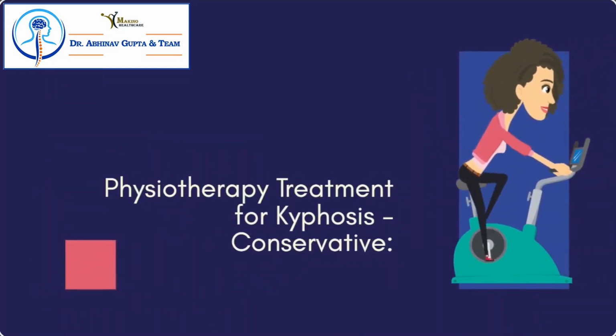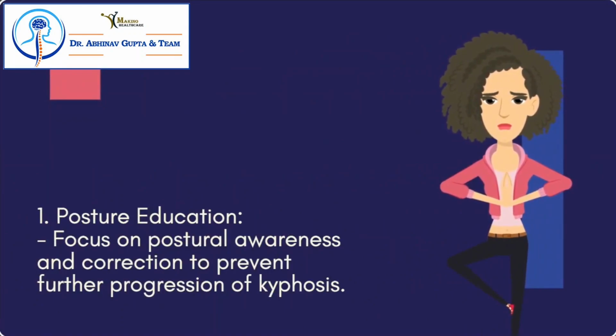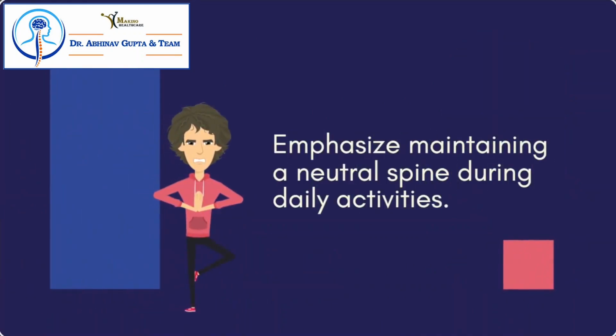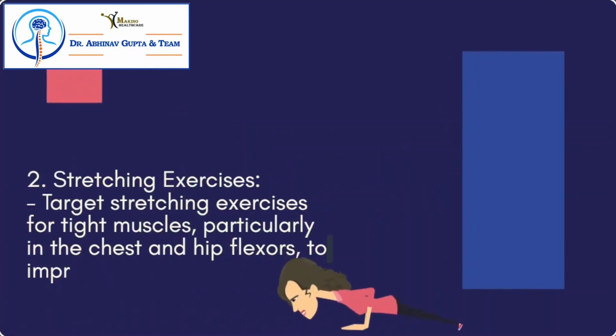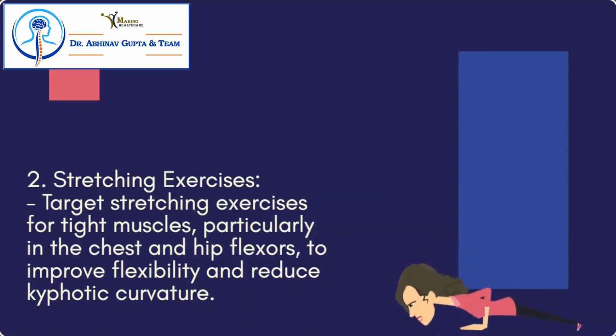Physiotherapy treatment for kyphosis, conservative. 1. Posture education. Focus on postural awareness and correction to prevent further progression of kyphosis. Emphasize maintaining a neutral spine during daily activities. 2. Stretching exercises. Target stretching exercises for tight muscles, particularly in the chest and hip flexors, to improve flexibility and reduce kyphotic curvature.